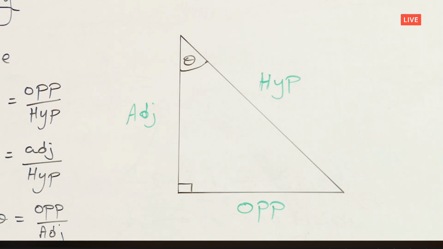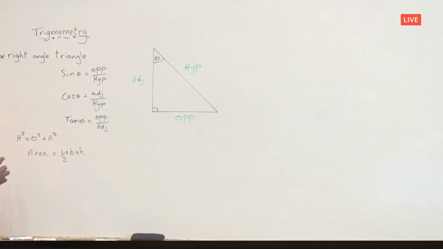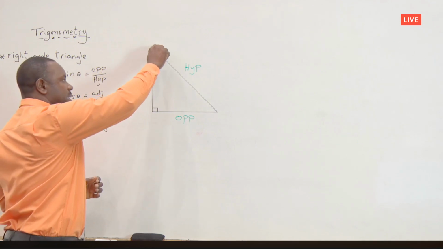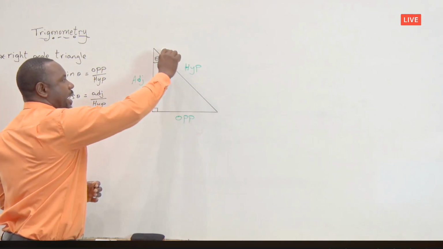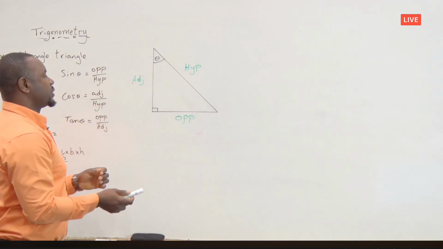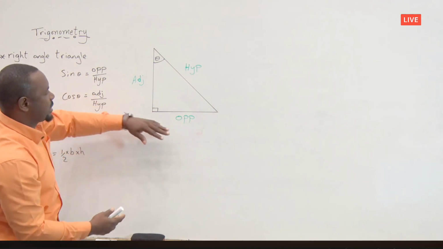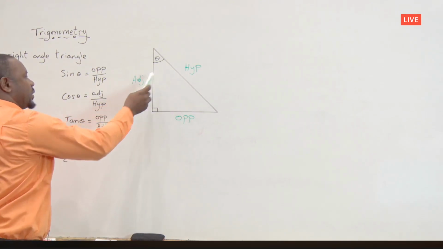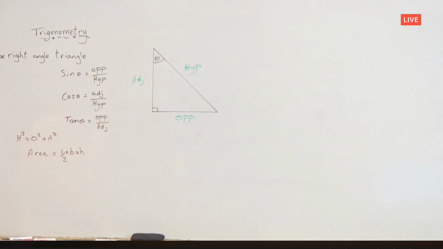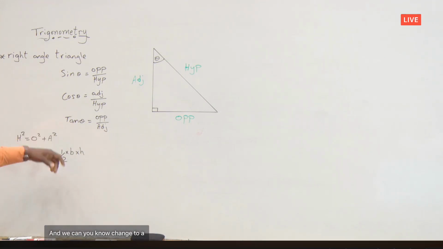Now, another formula that has been created when we have a right angle triangle is this Pythagoras theorem here. Okay, now this Pythagoras theorem states that the length of the longest side squared is equal to the sum of the squares of the other two sides, which are the adjacent and the opposite. So we have H squared equals A squared plus O squared, and we can change it to O squared plus A squared.